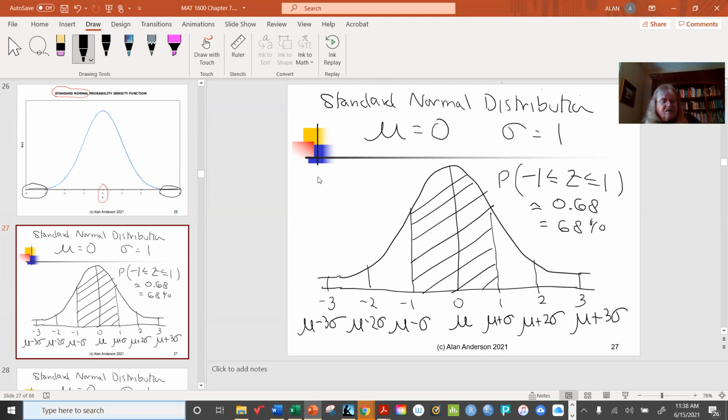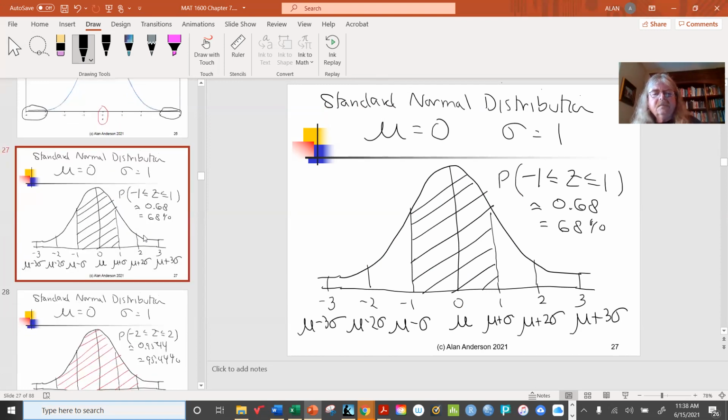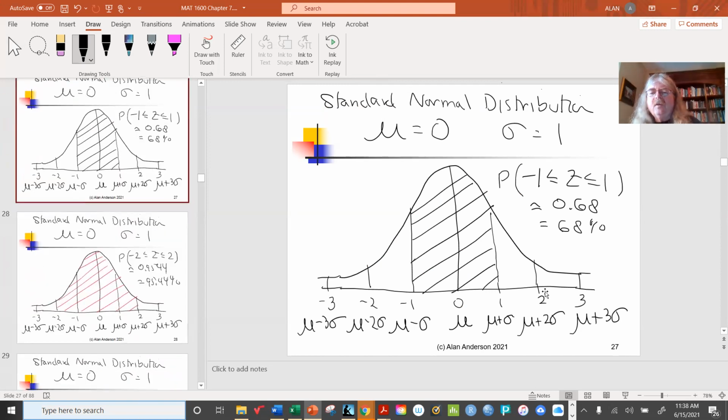Now we can stretch this out a little bit. All right. And we'll reach all the way up to plus and minus 2 standard deviations. In other words, -2 up to +2. And we'll see, of course, that area is bigger, quite a bit bigger, as a matter of fact. The question is, how much bigger?